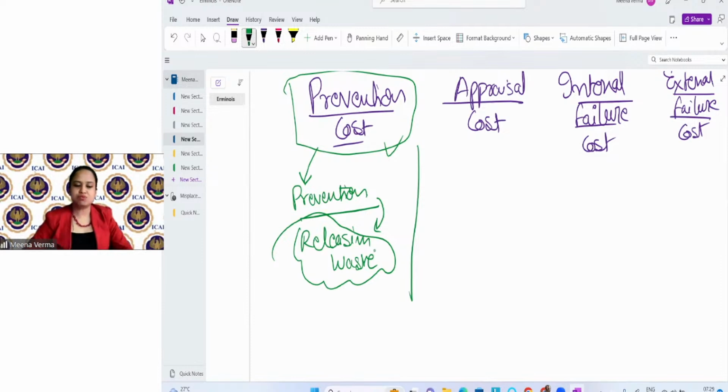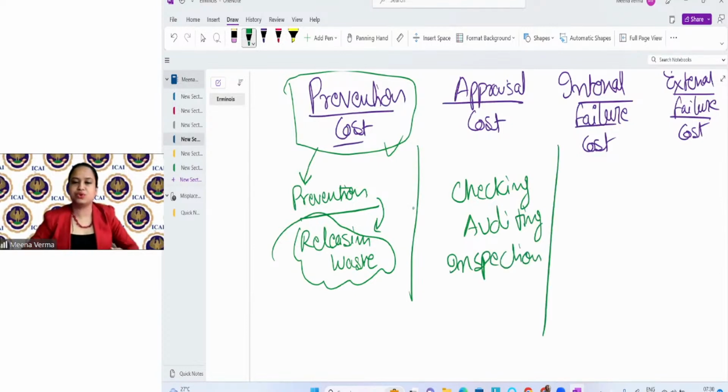Now, appraisal cost means the company is doing enough checking, auditing, inspection to ensure that they are not releasing waste in nature. Right?